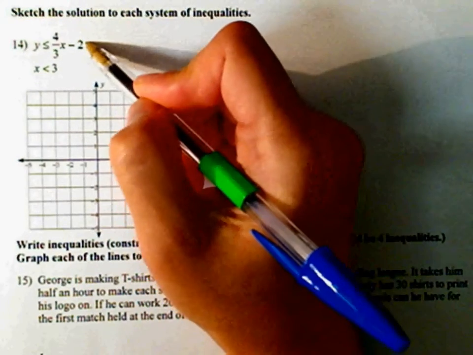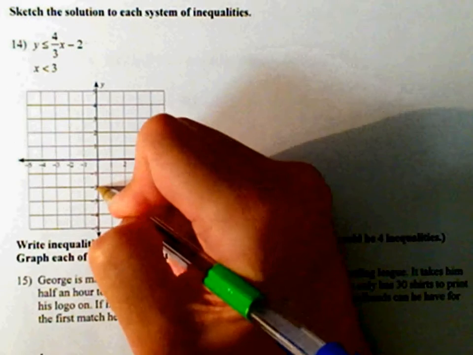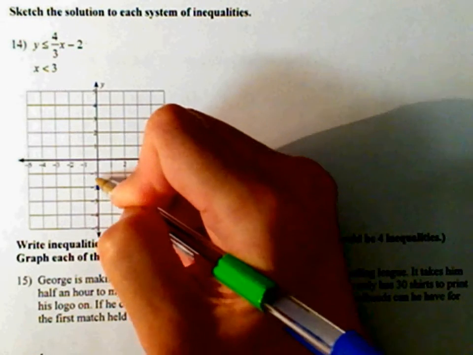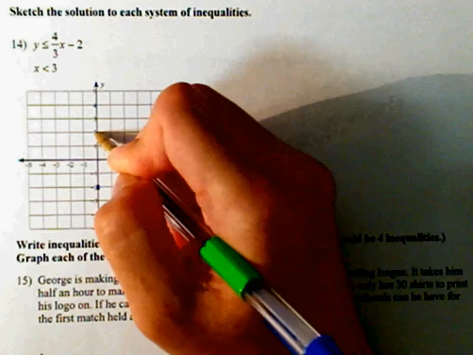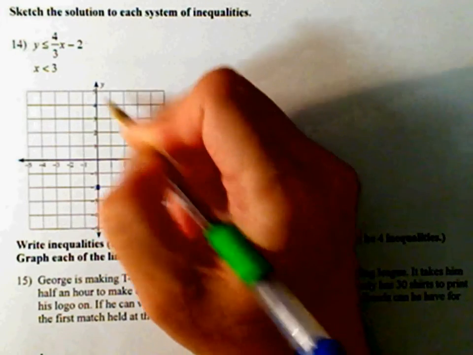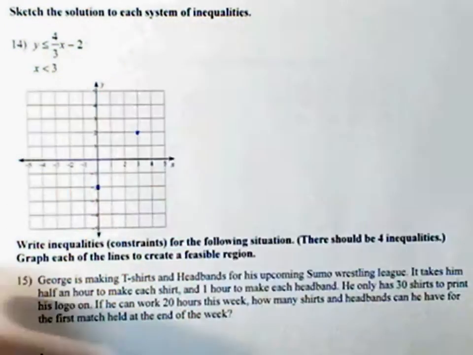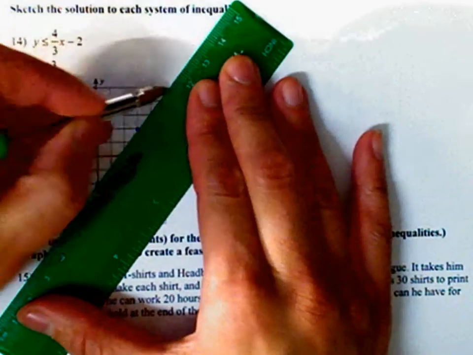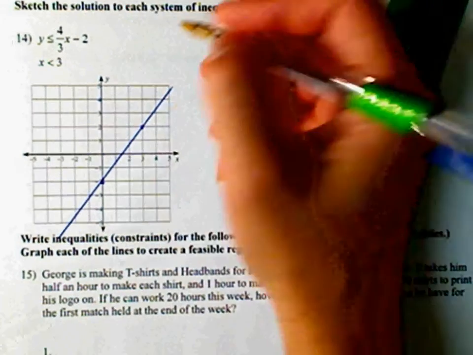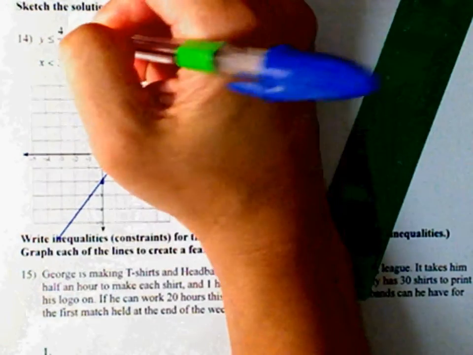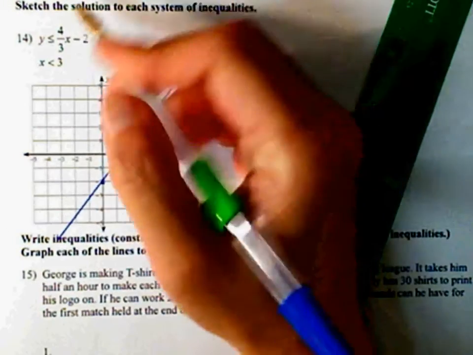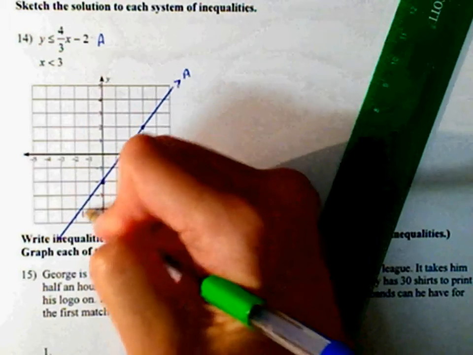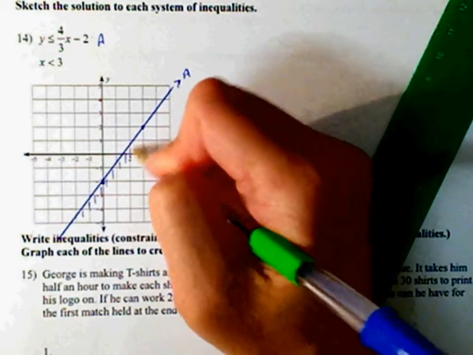Take a look at this first one. We're going to plot that one. You are at -2. Your slope is 4 up, 1, 2, 3, 4, 3 to the right. Notice it has an equal sign, so this is going to be a solid line. We'll call that one A. Y is less than, so it's everything below the line.